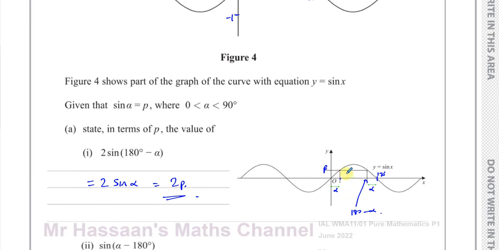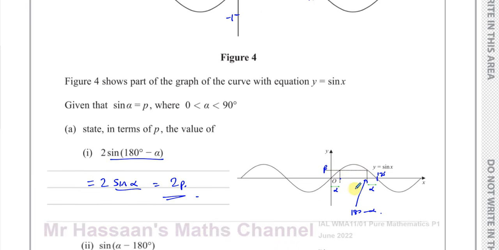So there's the answer. We can think of it as a vertical transformation. All the y values have to be multiplied by 2. So you'll end up with 2 times whatever P is. Okay, so if sine alpha equals P, then 2 sine 180 minus alpha is going to equal 2 times P. It's going to be the same level here, the same value of y, but just twice. You have to multiply that by 2 because this gives you the same as this. Sine of alpha and sine of 180 minus alpha give you the same value.